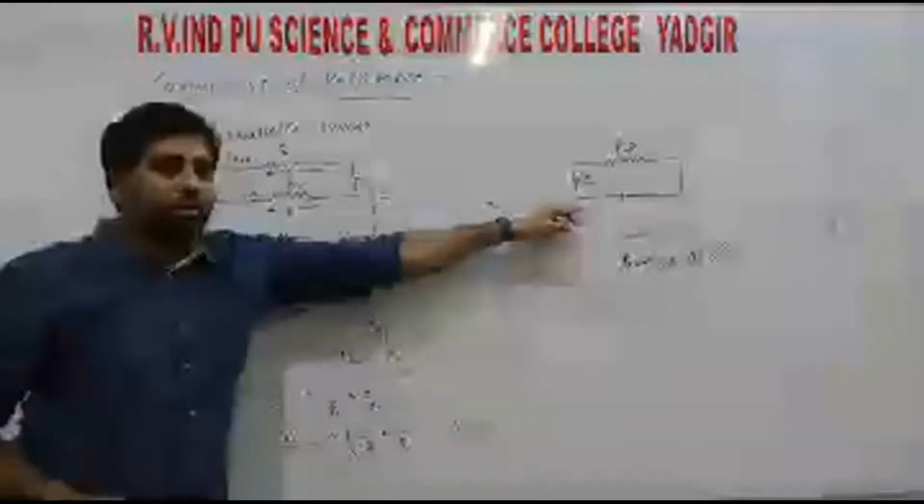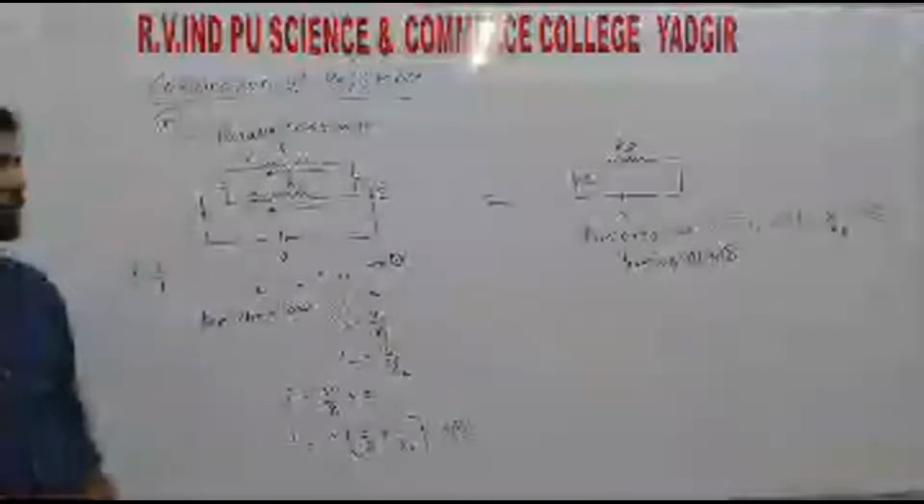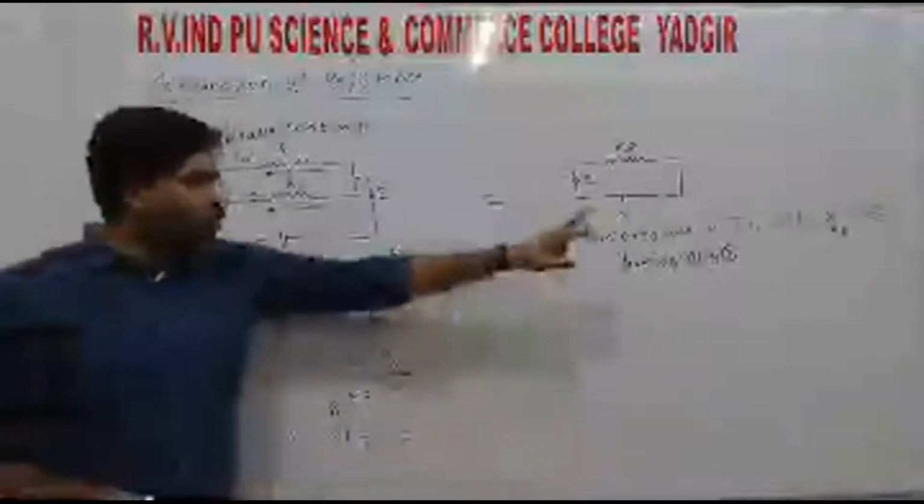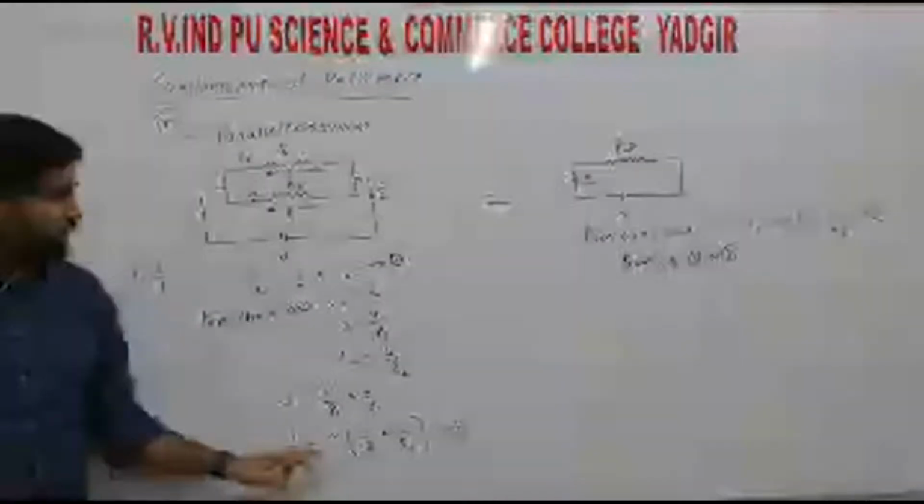Because we are applying the same potential V, right? So again comparing equation 2 and equation 3. So current in both the circuits are same.